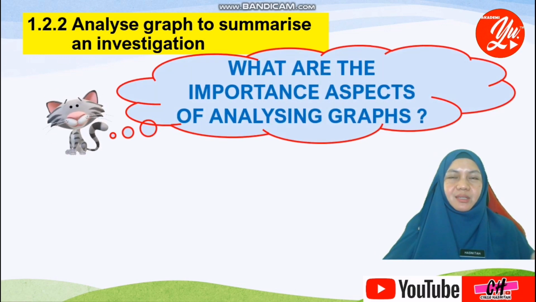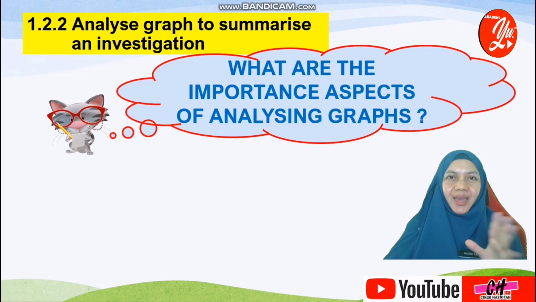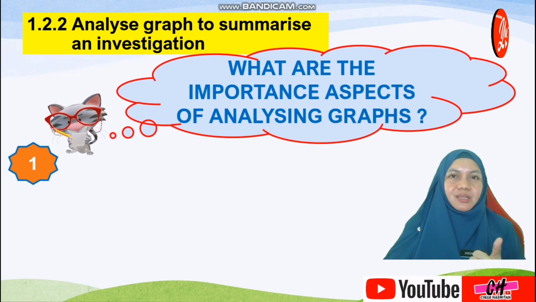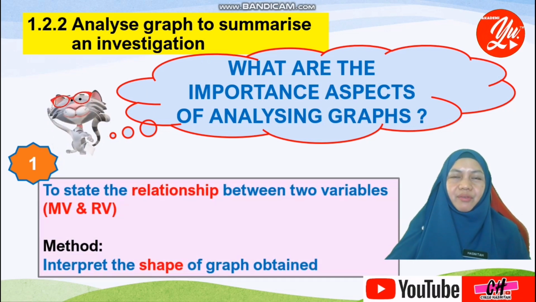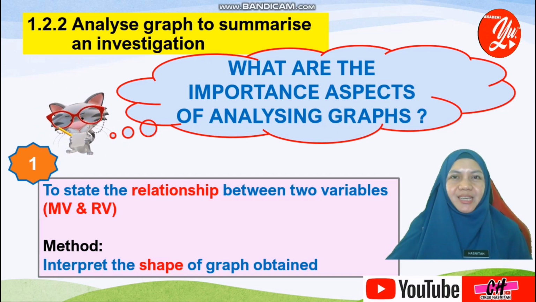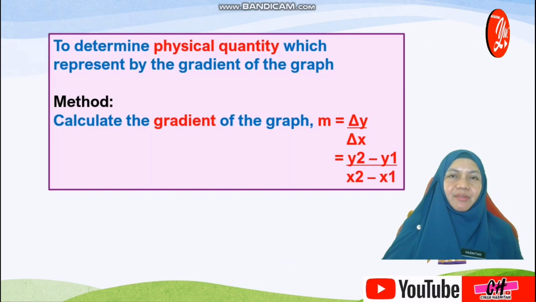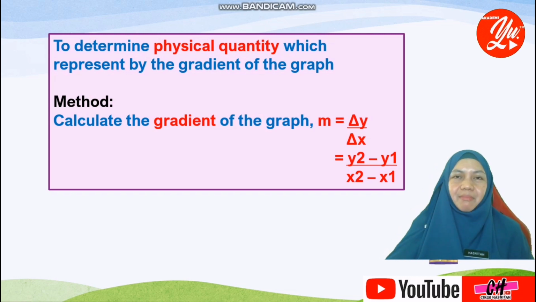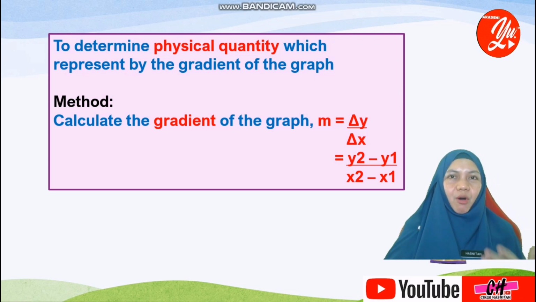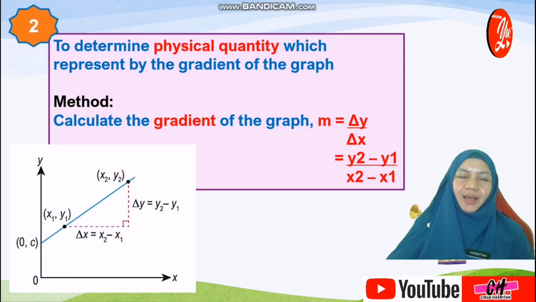So what is the importance of doing graph analysis? Well, actually there are 5 important aspects we can find out when doing graph analysis. The first one is of course to state the relationship between two variables, which is MV and RV, by interpreting the shape of the graph. Second, we can find a physical quantity represented by the gradient of the graph, where gradient can be calculated from this formula: y2 minus y1 divided by x2 minus x1.